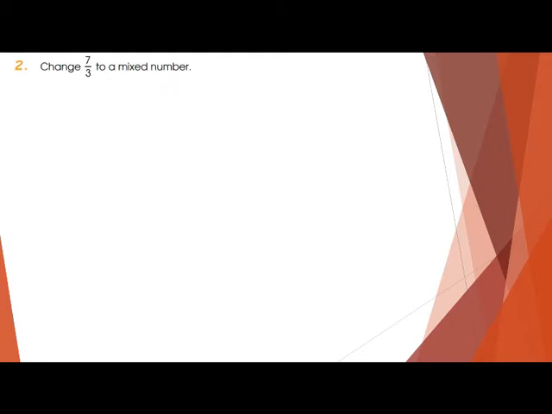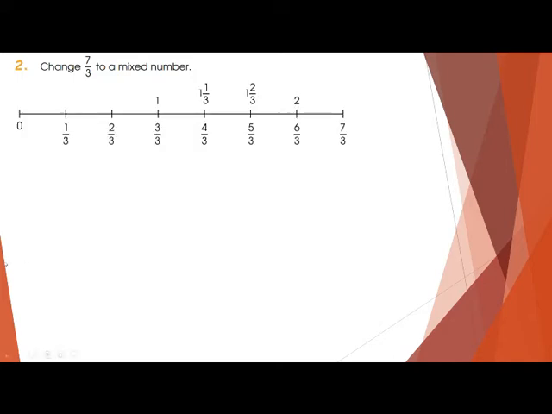Now we have question number 2, in which we have to change 7 upon 3 to a mixed number. First of all, look at this bar scale. 0, 1 upon 3, 2 upon 3, 3 upon 3. This means it's a 1. 4 upon 3, 5 upon 3, 6 upon 3, 7 upon 3. You have to notice it because it's one whole, so we can write it in the form of an improper fraction.